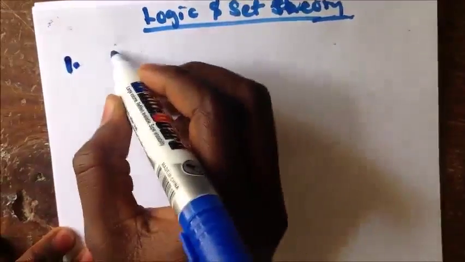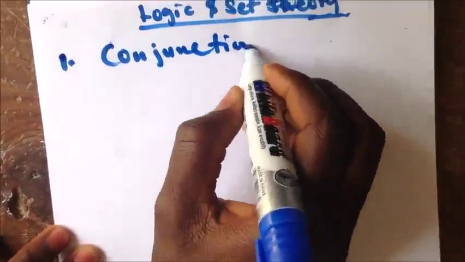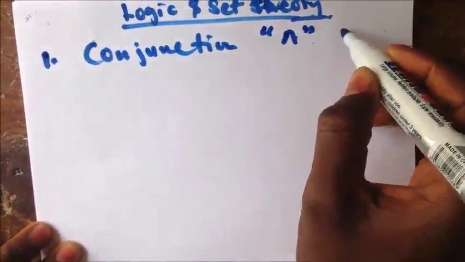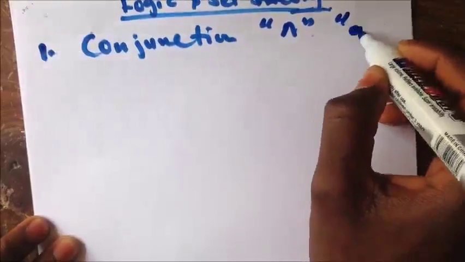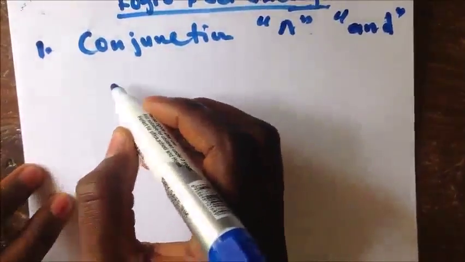The first one is conjunction. We see that the symbol of this conjunction is like this. And in a statement, it almost always occurs in the form of "and". Now, maybe you'll be given a statement.